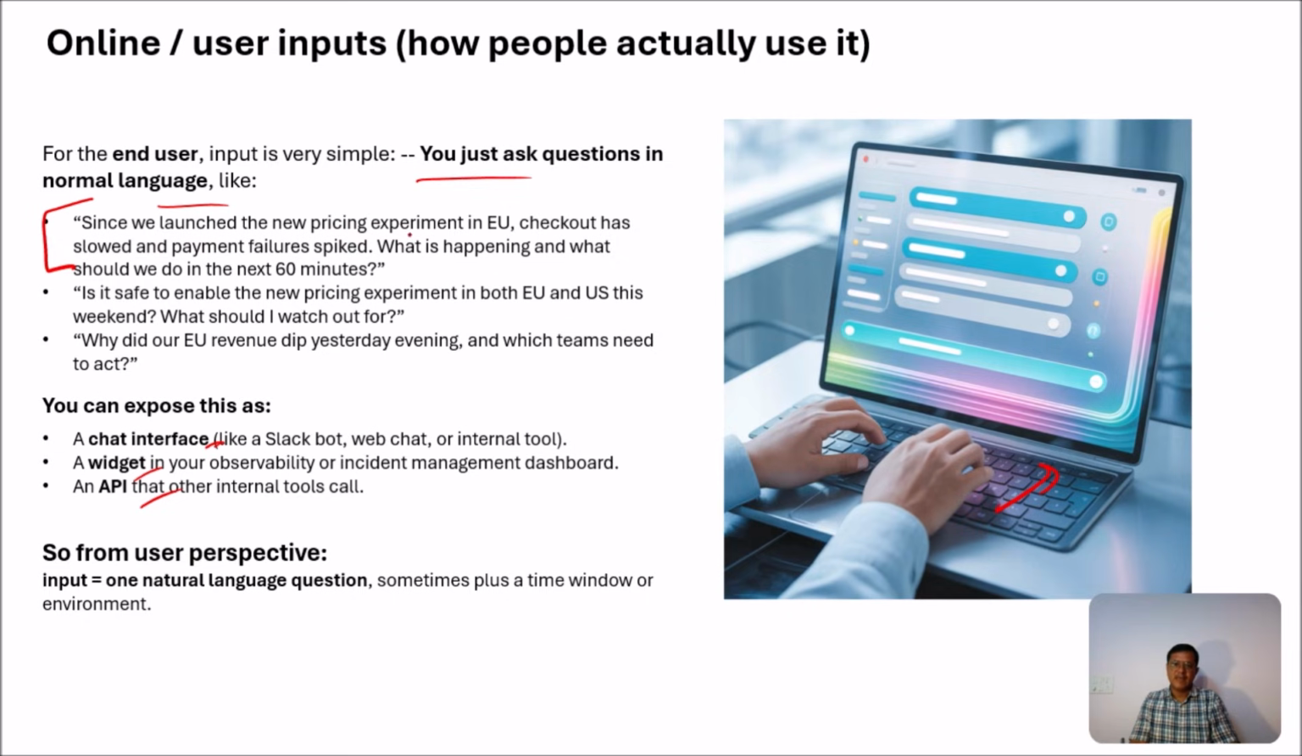Since we launched the new pricing experiment in EU, checkout has slowed and payment failures spiked. What is happening and what should we do in the next 60 minutes to resolve this? You can ask this question, and the system will explore and give all the responses. Again, you can ask questions like, is it safe to enable the new pricing experiment in both EU and US this weekend? What should I watch out for? Why did our EU revenue dip yesterday evening and which teams need to act? Such kinds of questions you can ask.